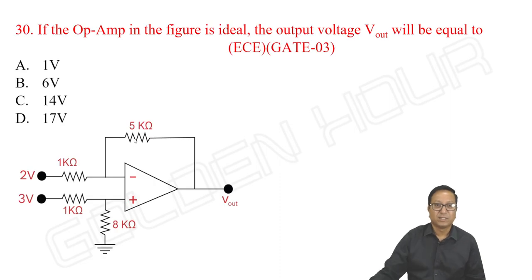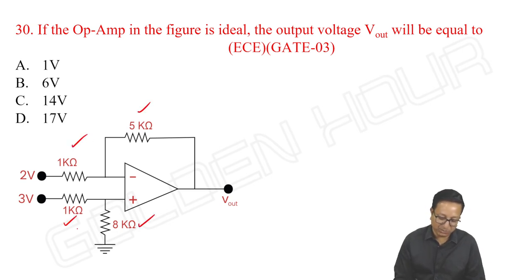See this question. If the op-amp in the figure is ideal, the output voltage V output will be equal to what? What is the output of this circuit? Do you see any R1 by R2 equal to R4 by R3? No. So we can just go with the regular method. So how do we write the output here? V output is equal to, right here, V plus.